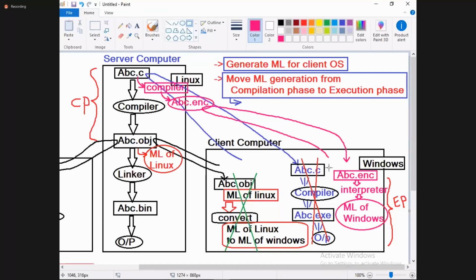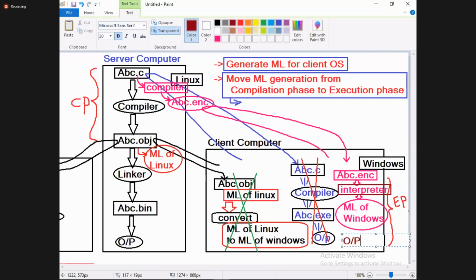Now tell me, totally how many translators do you need to develop? Two translators. First one is what? Come on, faster. First translator is what? Compiler, for converting source code to encrypted code. And the second translator converts the encrypted code, decrypts it and then translates it to machine language. From this machine language, finally, the operating system will execute it and we will get output.